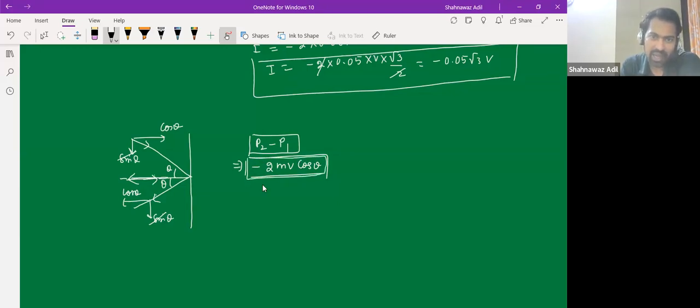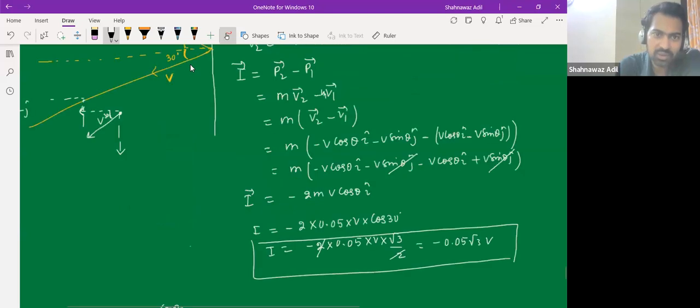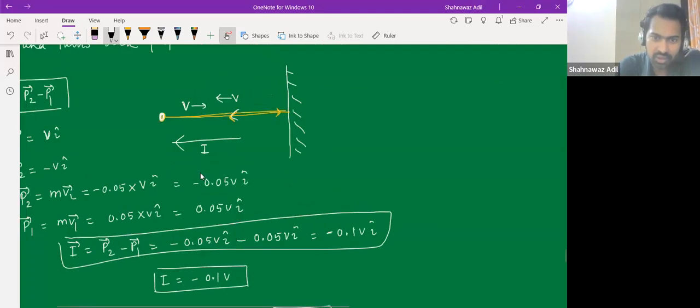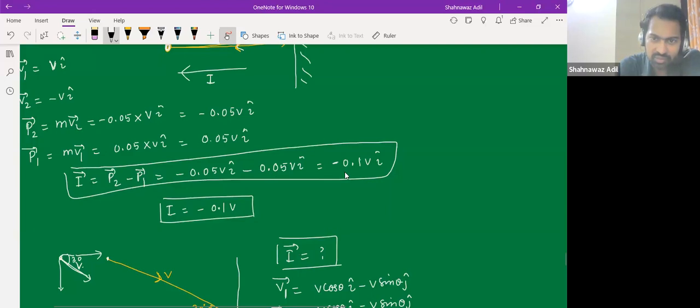And for the previous case, what did you guys get? For the previous case, when the ball was striking like this and returning back, you guys got minus 2 m v, right? Yes, sir. So you can see from here also that you got minus 2 m v.